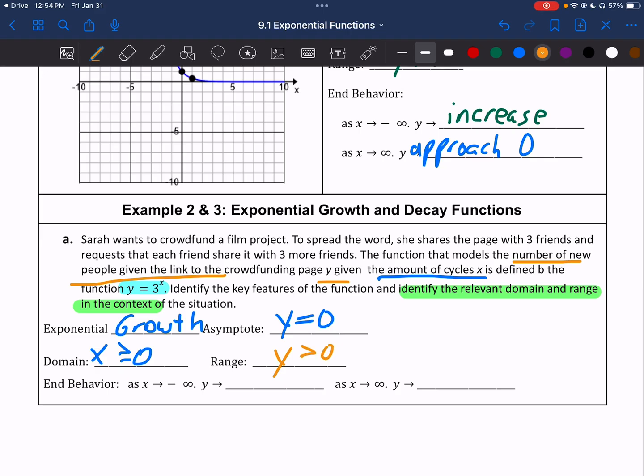Can I give the link to negative people? No, that doesn't make sense. So it's always going to be y is greater than 0. So as x goes to negative infinity, if it's exponential growth and we're going towards negative infinity, we are going to approach 0. And as x goes to positive infinity, y increases. It triples every time you add a new cycle in.